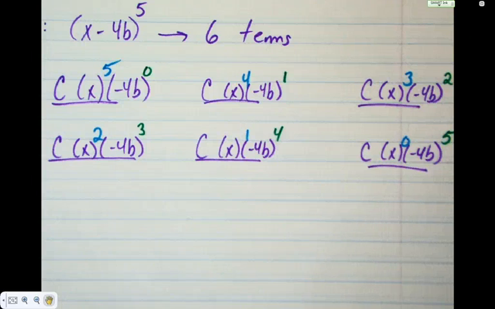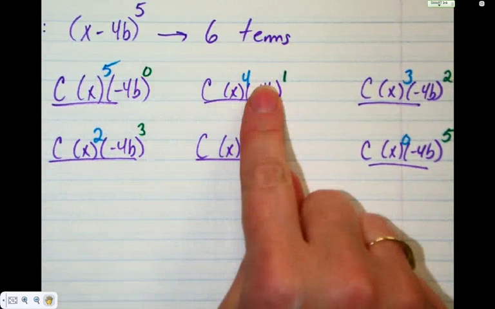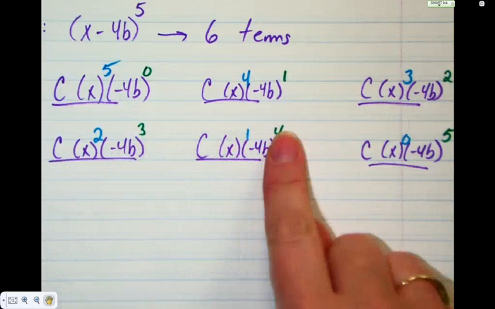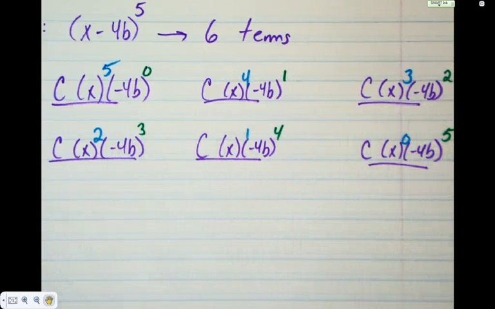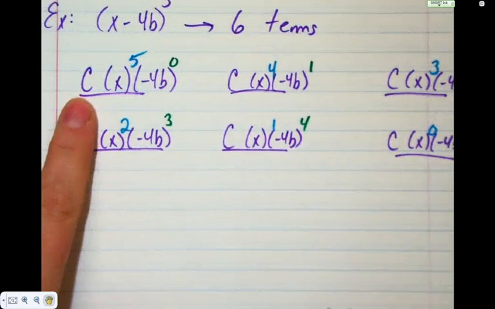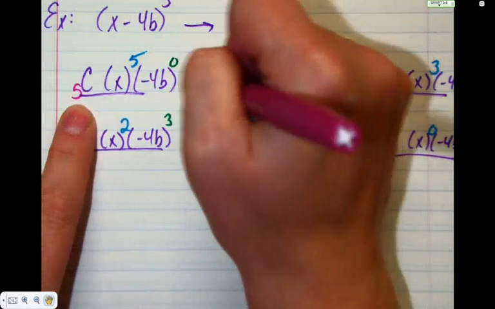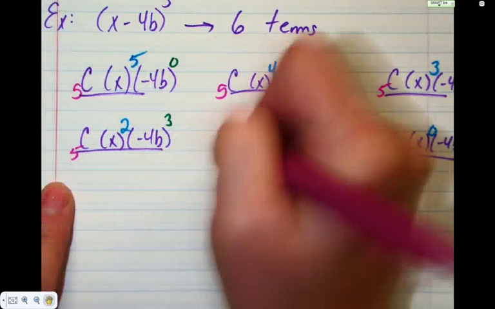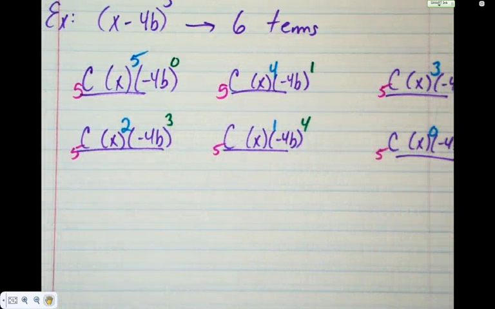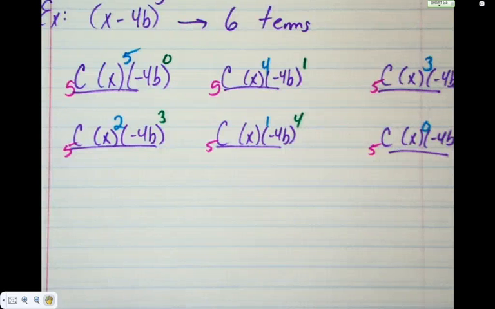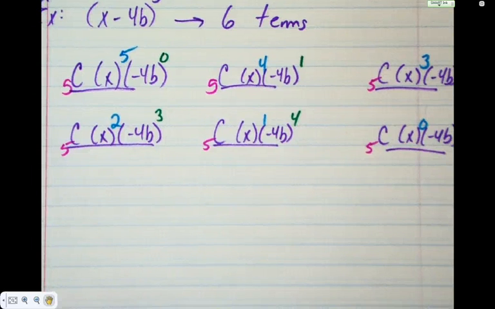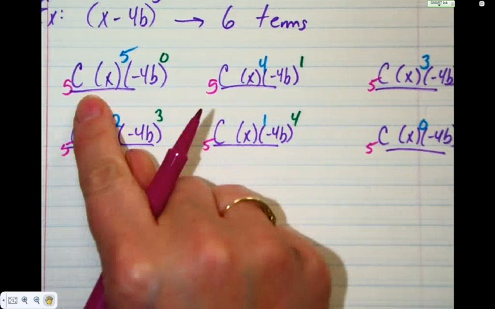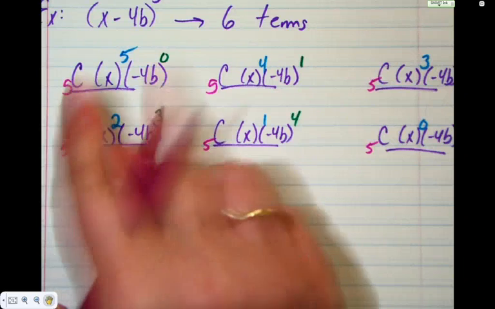I do the check right here, and I say, okay, let's just check the exponents, and what are we checking for? We add them. So 5 plus 0, 4 plus 1, 3 plus 2, 2 plus 3, 1 plus 4, 0 plus 5. So just double check, it adds. Then I do the combination. The n, the first number, is always the same as the exponent. So 5, 5, 5, 5, 5. And the r is always the same as the second exponent.